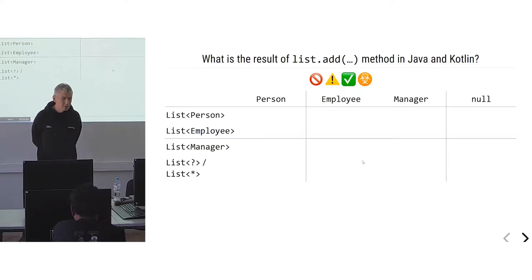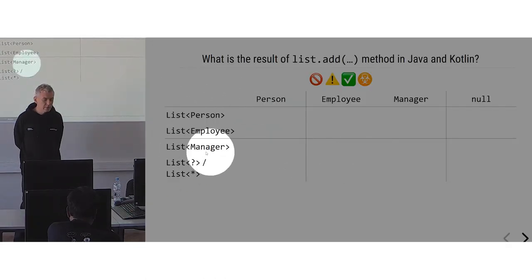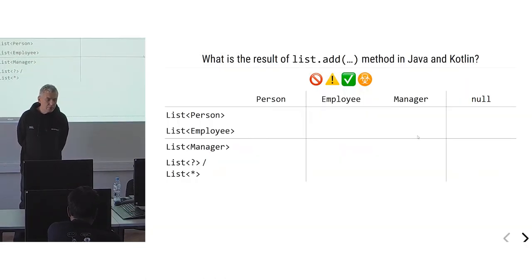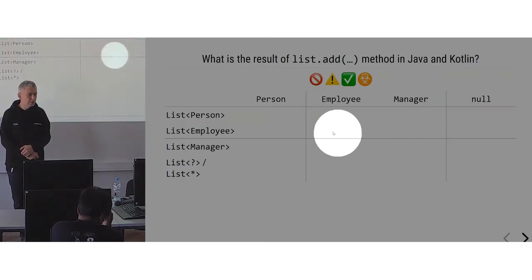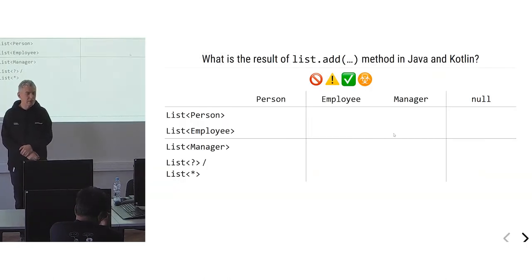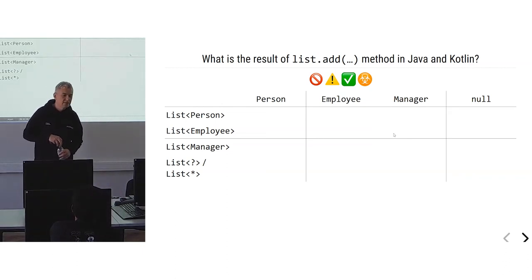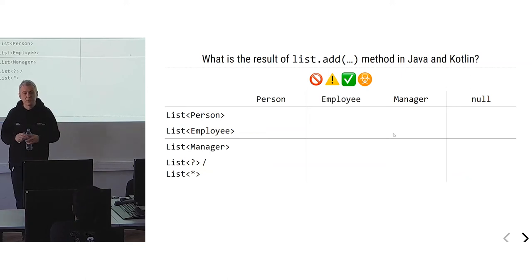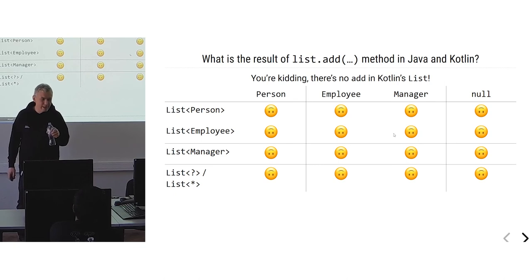Okay, let us try to fill out this table. We have List in Java and in Kotlin, and we want to add elements to this list. We want to add person to list of person, add employee to list of employee, and so on and so forth. Well, actually, it's a tricky question. This slide was intended for already practicing Kotlin developers. You are not practicing Kotlin developers, so I'll open it up for you. It was a trap. There is no add method in Kotlin's List, unlike the Java List.